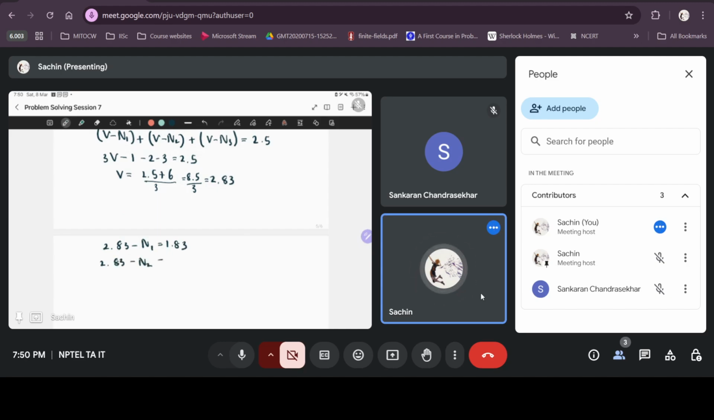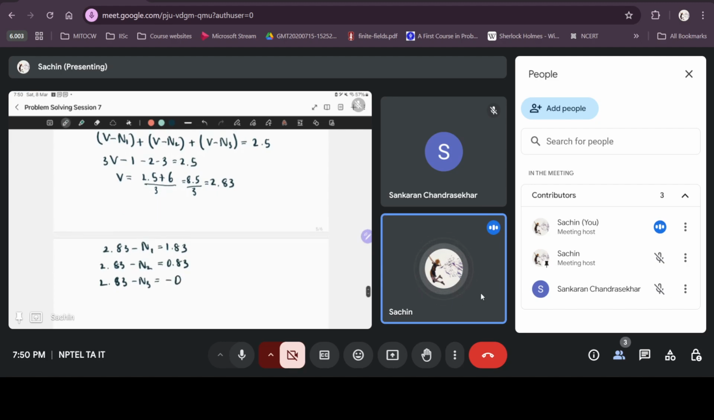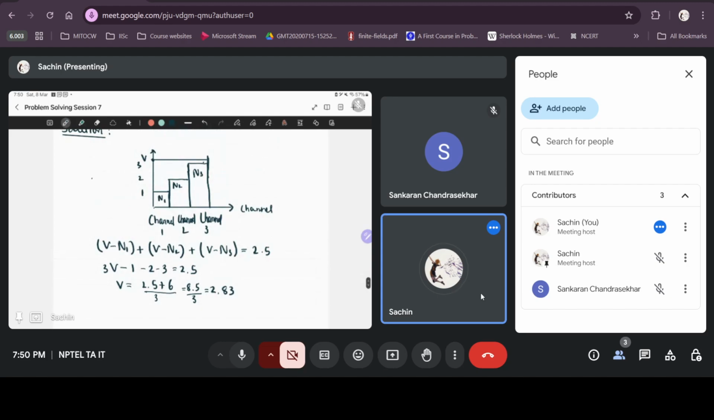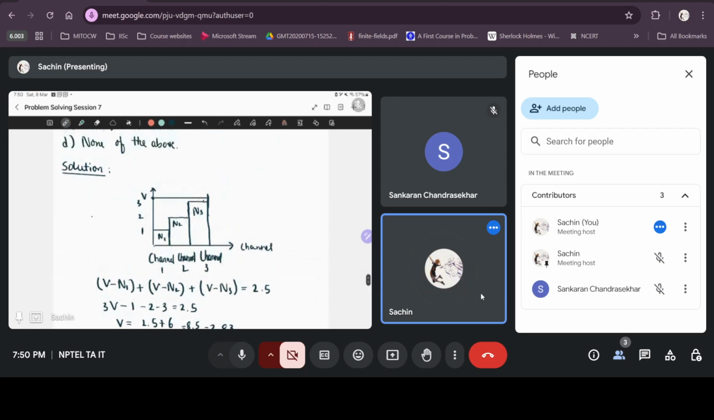2.83 minus N2 is 2.83 minus 2, which is 0.83. 2.83 minus N3 is 2.83 minus 3, which is minus 0.17. But you can't allocate negative power to any of the channels. The worst you can do is skip, just not allocate any power to a channel and leave it. You can't really allocate negative power.